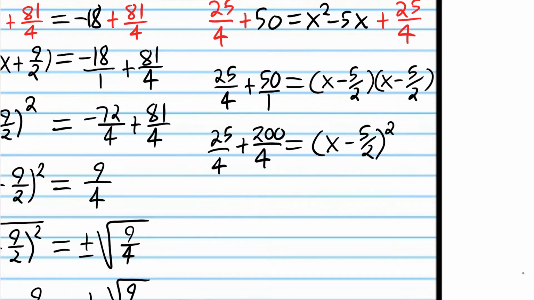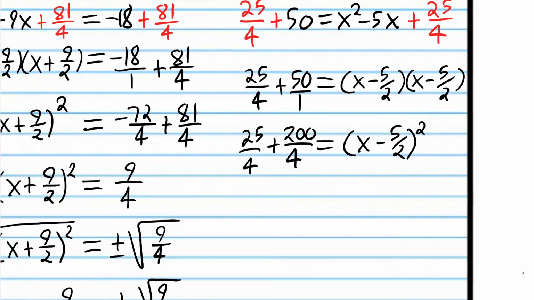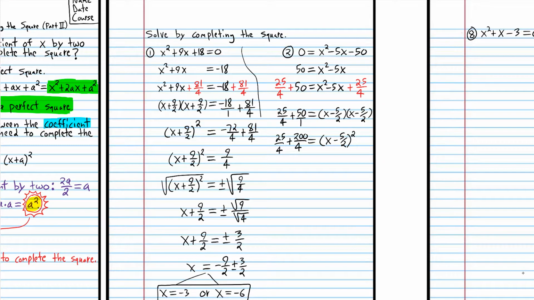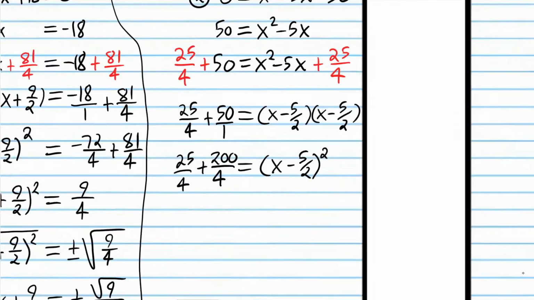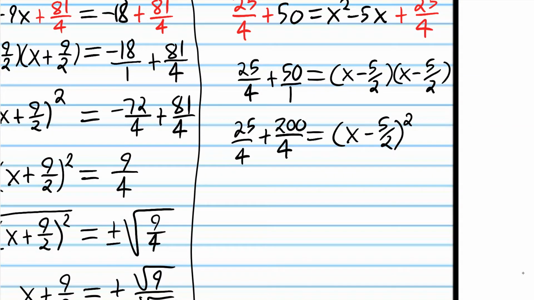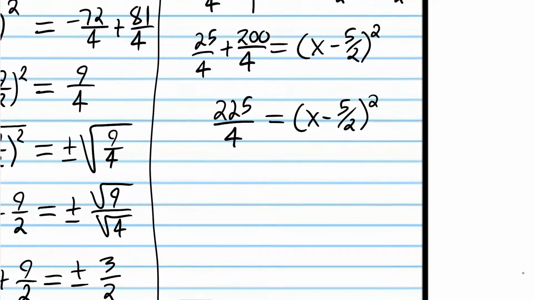And now we've got a common denominator over here, so we can add those up. And I should probably put a divider. So 200 plus 25 is 225. And now we can square root both sides.